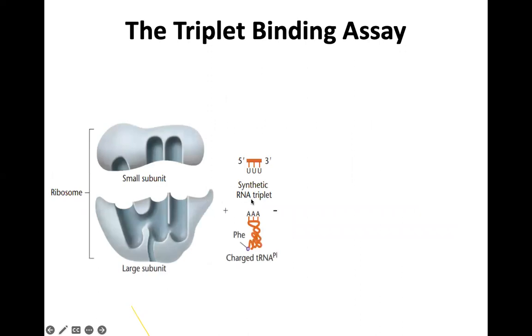Now here is the example. For example, this is synthetic RNA that is carrying triple U, and then the transfer RNA which is carrying triple A, and triple A encodes for phenylalanine, and that is attached to this one. And we know there are 2 subunits of the ribosome, and each one is carrying one of them.